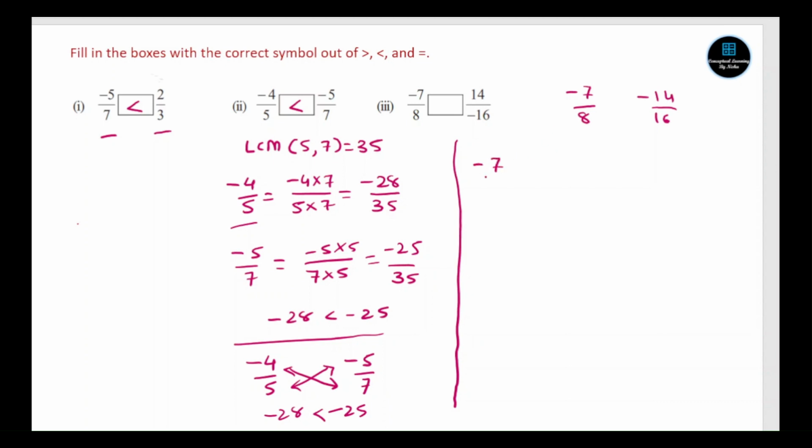So minus 7 upon 8. See, no need to convert the other one because the LCM is 16 only. So I'll just write this with denominator 16. So what I'll get, 16 and minus 14. So minus 14 upon 16 and minus 14 upon 16 are both the same number, correct? So I'll say they are same. Perfect. Alright.